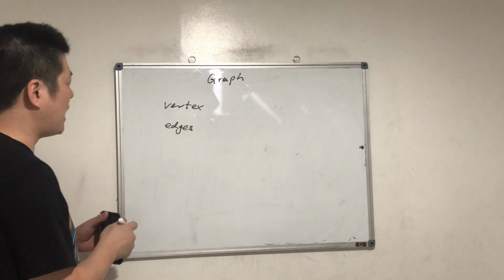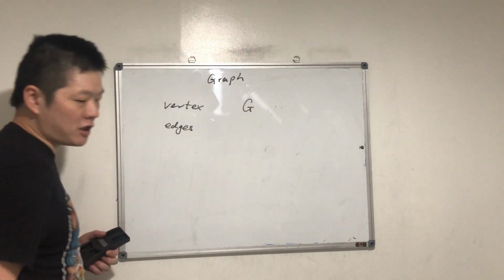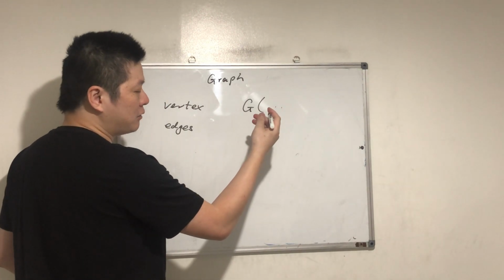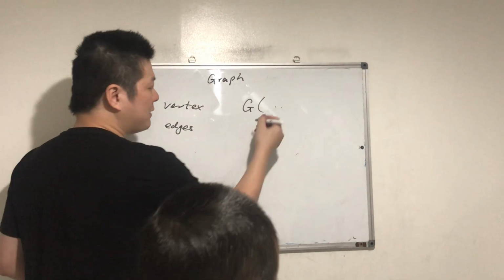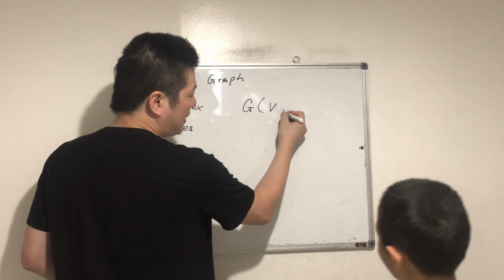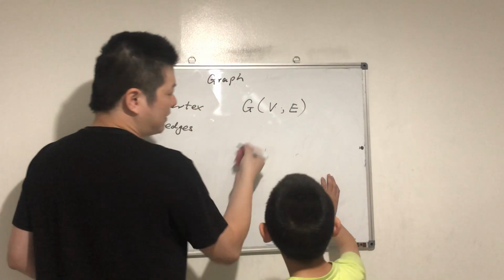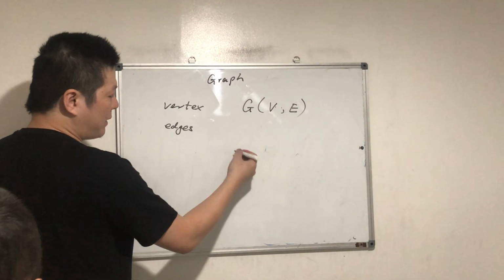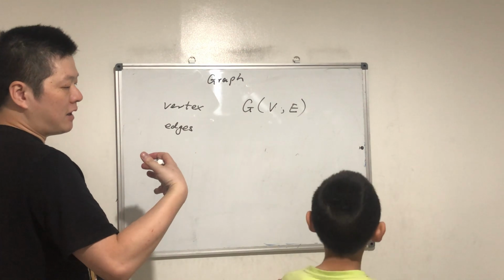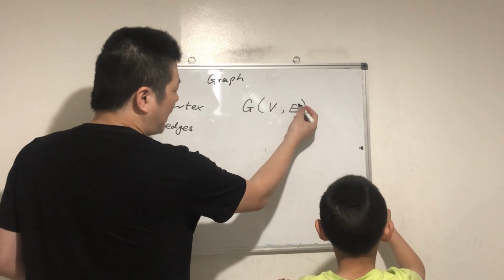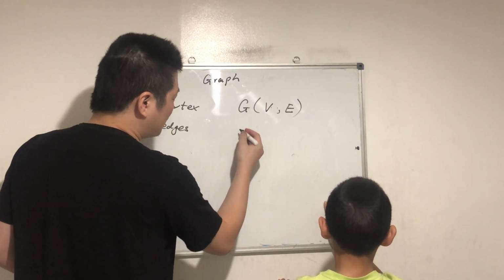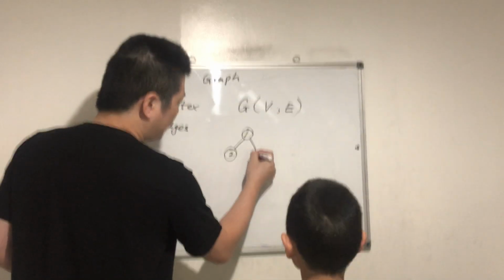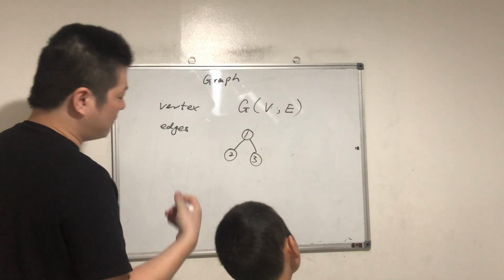So this is a graph. We use G to represent a graph, and it contains two sets of elements. One is the vertex set V, and the other is the edge set E. For example, you know the binary tree. Binary trees are actually graphs, a simple graph. Look at it, that's 1, 2, 3. It's one special kind of graph.